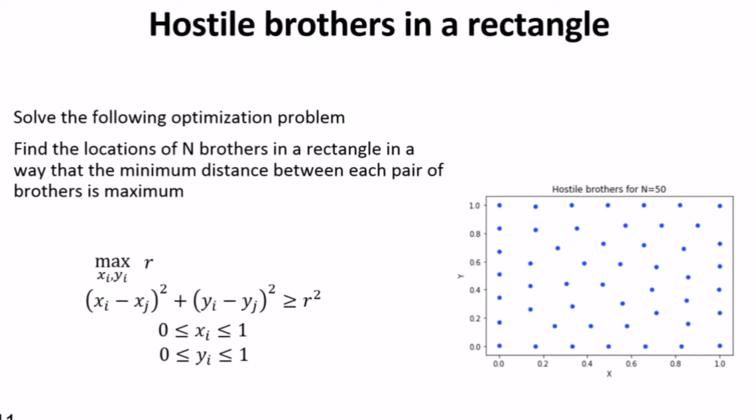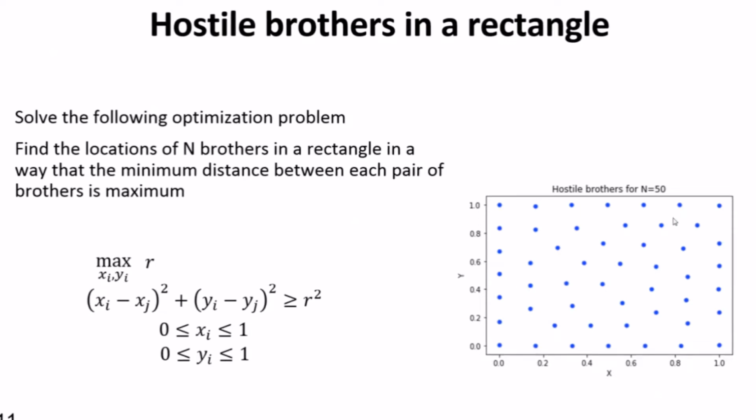For simplicity, we can assume that it has a square shape. Then we need to find out the location of each brother. So xi and yi of each brother should be found. And in order to calculate the distance between each pair of brothers, for every i and j, we have to calculate this expression: xi minus xj squared plus yi minus yj squared should be bigger than r squared.